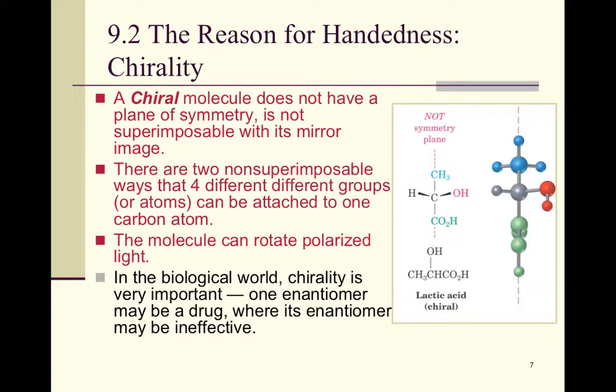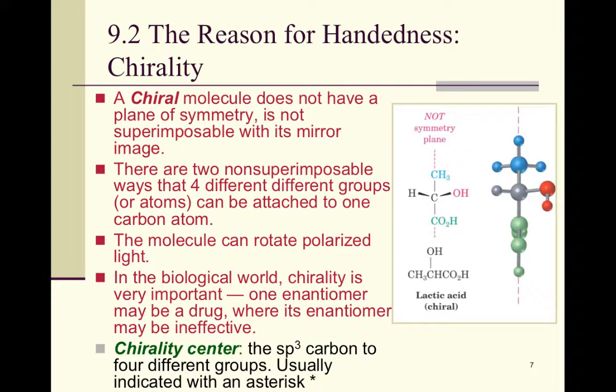In the biological world, chirality is very important. One enantiomer may be a drug, where its enantiomer may be completely ineffective. Chirality center, the sp3 carbon with 4 different groups, usually indicated with an asterisk.